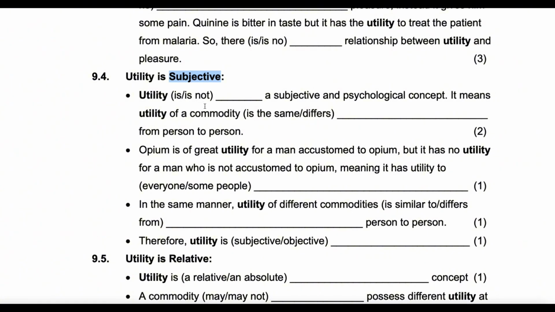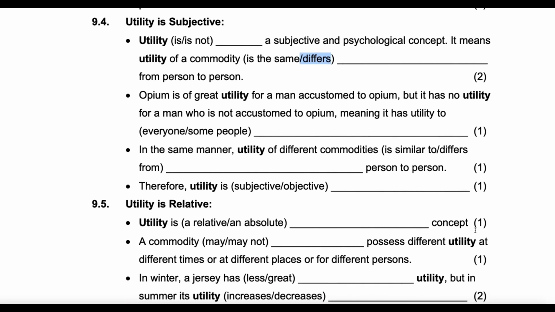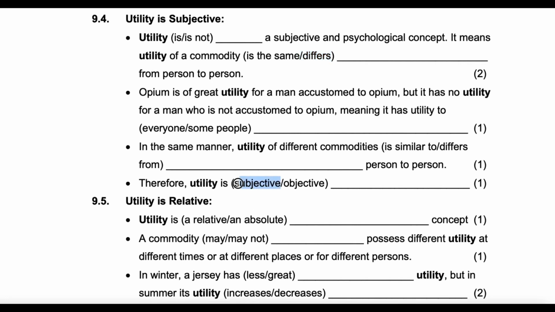It means the utility of a commodity differs from person to person. Opium is of great utility for a man accustomed to opium, but it has no utility for a man who is not accustomed to opium. Meaning it has utility to some people. In the same manner, the utility of different commodities differs from person to person. Therefore, utility is subjective. Conclusion.